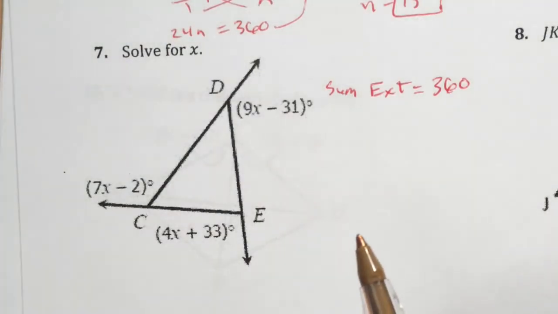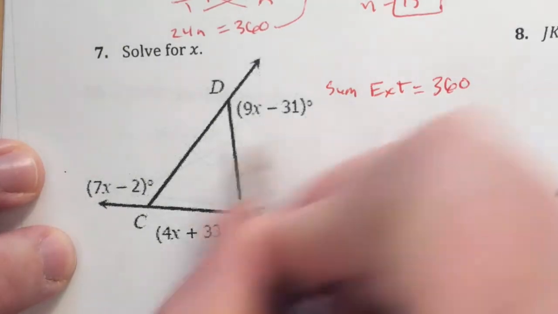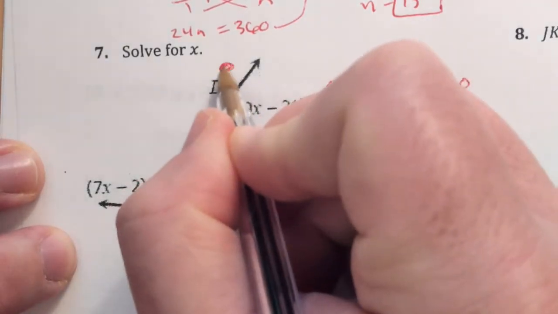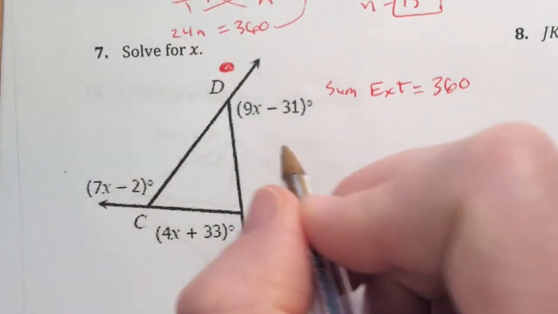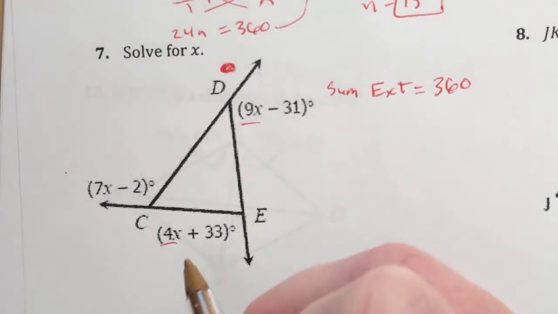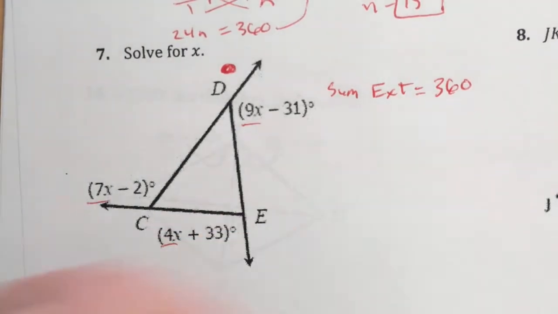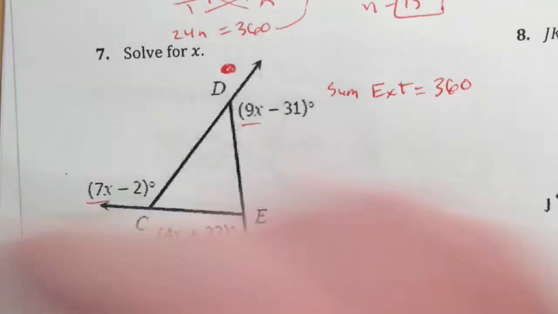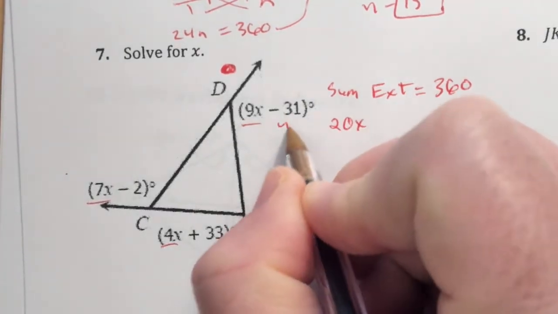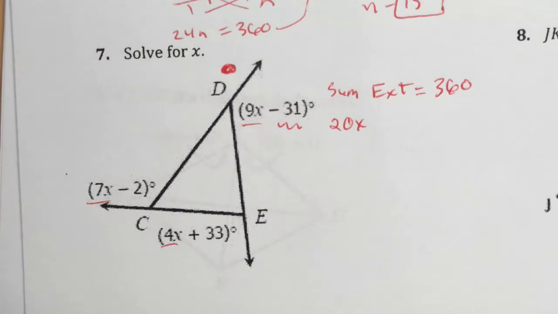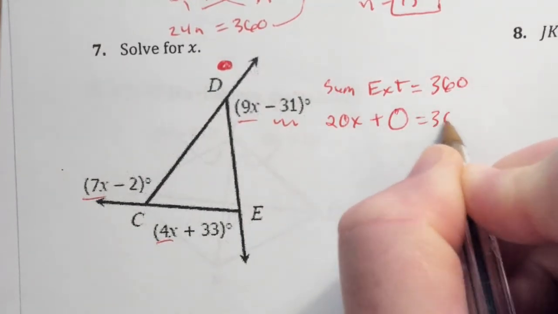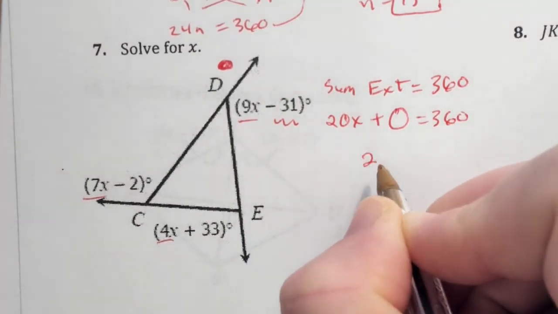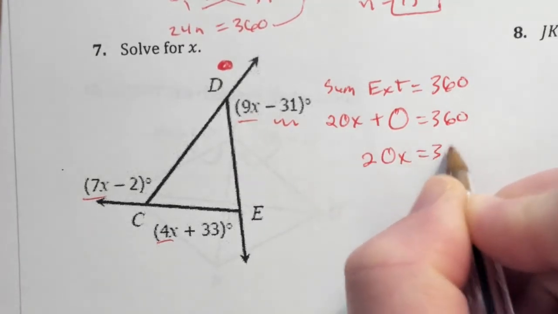So please notice that having out page 3 is very helpful. We're going to add up all of these. I'm going to start right here. I put a little dot there so I know where I started. Go around in a circle. We add up all of our x's: 9 plus 4 plus 7, we get 20, so that's 20x. We now add up all the constants: negative 31 plus 33 minus 2. We get 0. So that's basically just 20x equals 360.